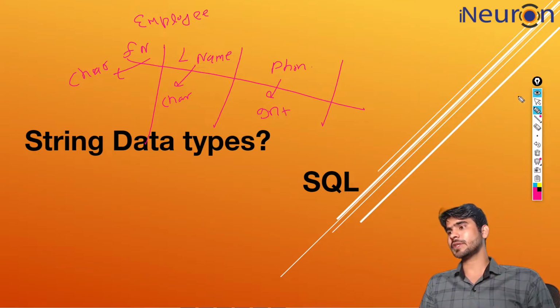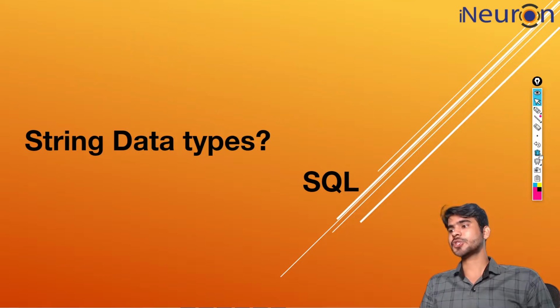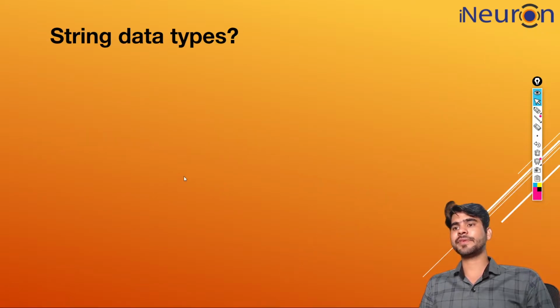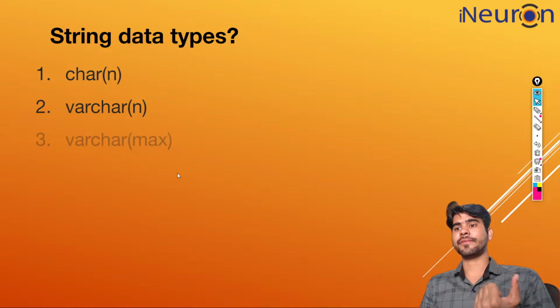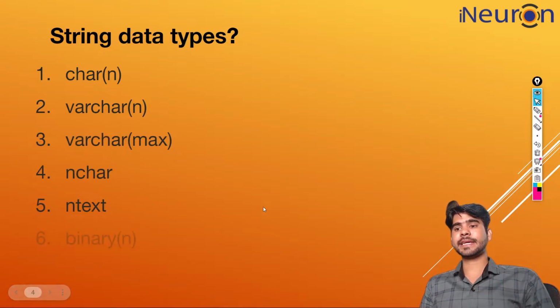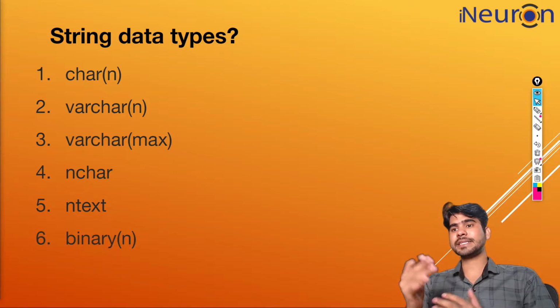So let's continue with the string data type. Under the string data type we have different data types like char, varchar, varchar max, nchar, ntext, and binary. So let's discuss one by one.